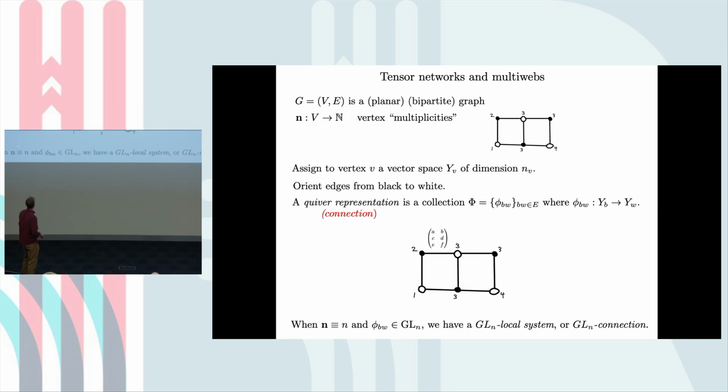But as a special case, when the multiplicities are all the same, if all the dimensions of the vector spaces are the same, equal to n, and all the maps are invertible, this has another name. This is called a GL_n local system or a GL_n connection. That's the case we often care about, but our result is more general, and sometimes, as you'll see, the more general case is interesting as well.